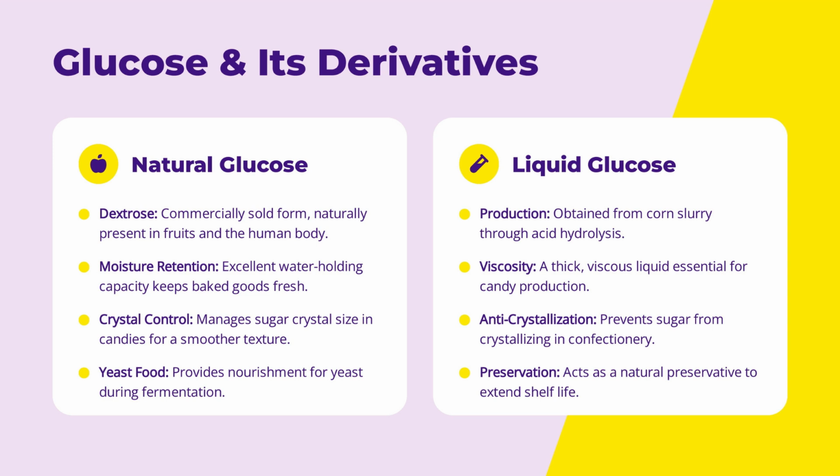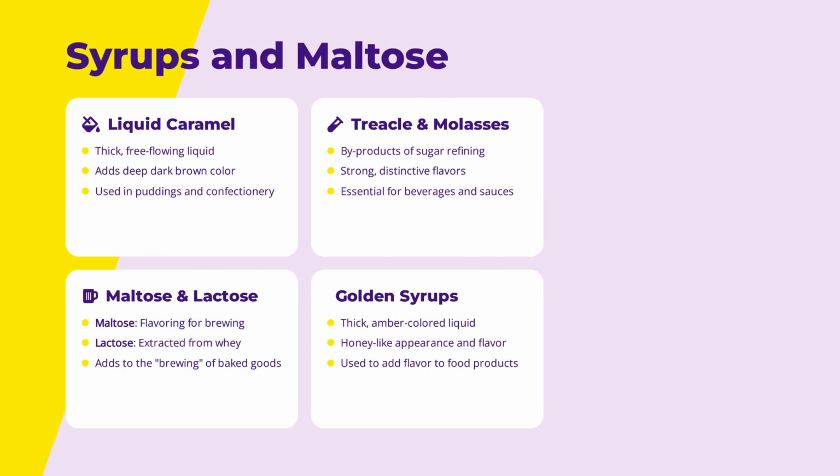The second derivative is liquid glucose. Liquid glucose is produced from cornstarch through acid hydrolysis. Unlike crystalline glucose, it is a thick viscous liquid. Its major function is preventing unwanted sugar crystallization during confectionery manufacture. It also acts as a natural preservative by maintaining moisture and improving the shelf life of many bakery and confectionery products. Having understood glucose and its derivatives, let us now explore other important sugar products used in bakery and confectionery.